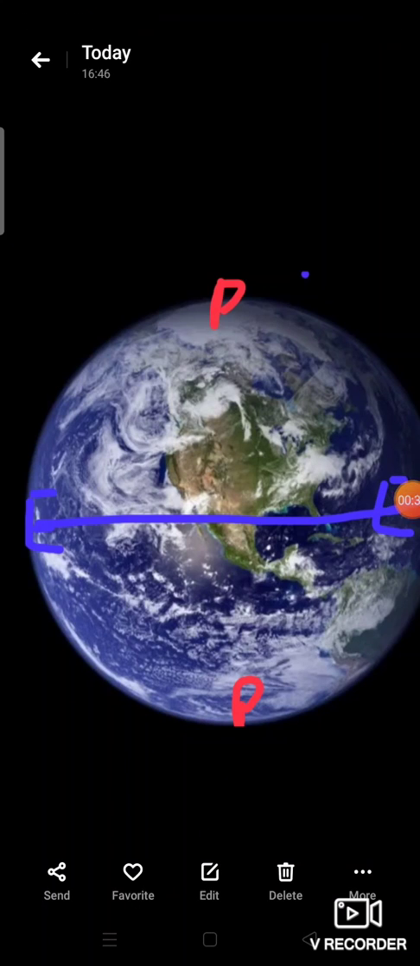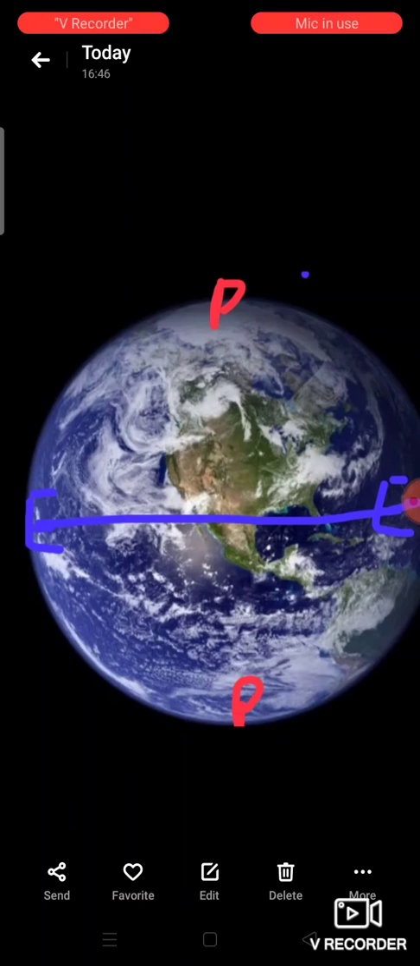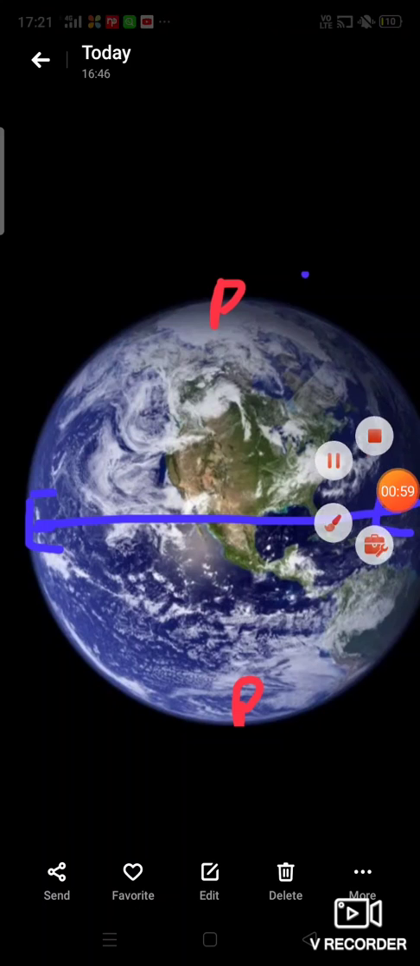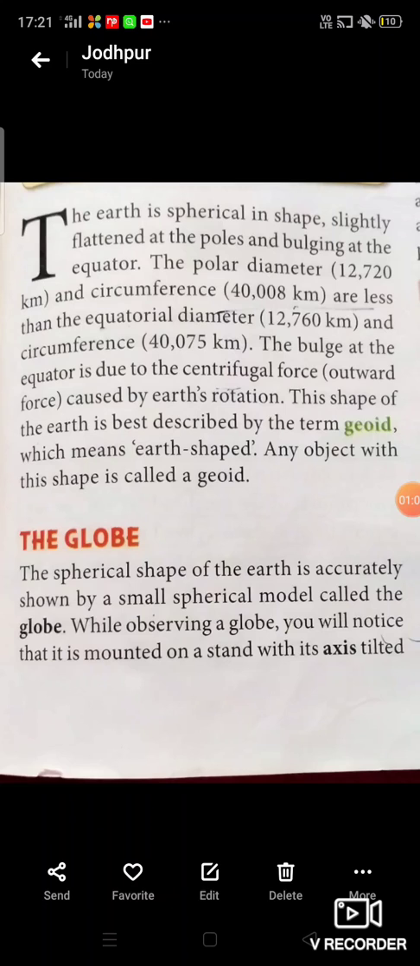This is the picture of earth. The earth is spherical in shape. The shape of the earth is a sphere. It is flattened at the poles and bulging at the equator. The letter P represents poles and the letter E represents equator, meaning it is flattened at the poles and bulging at the equator. Bulge means a round bend. Earth is spherical in shape, flattened at the poles and bulging at the equator.